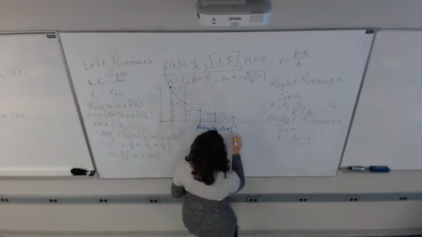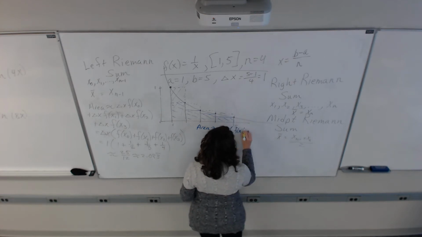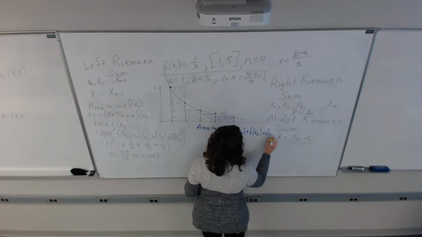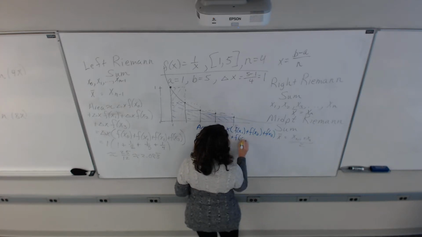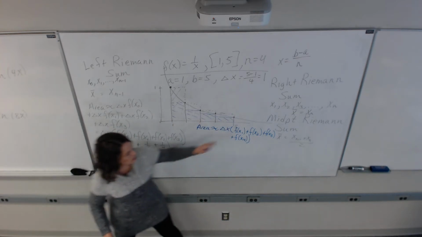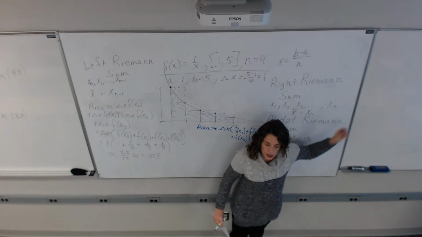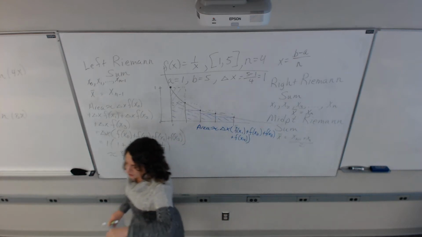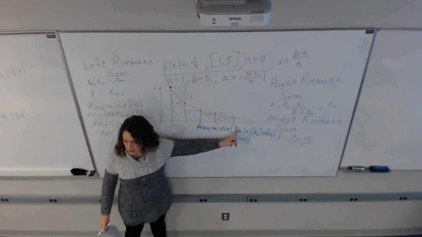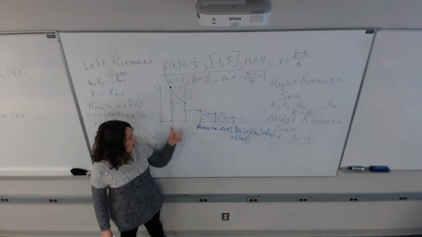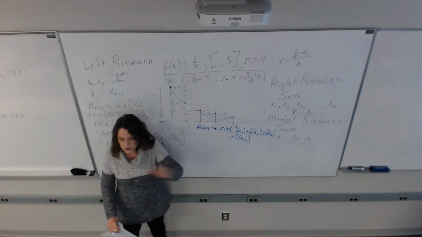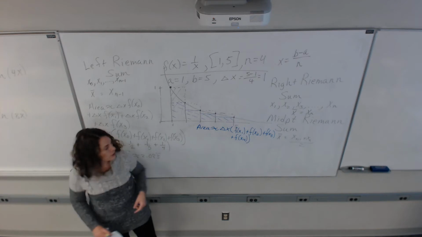So I need now f of x1, f of x2, f of x3, and f of x4, because the right Riemann sum uses those subscripts. It does use b. The left Riemann sum uses x equal a, but doesn't use x equal b. The right Riemann sum does not use x equal a, but it does use x equal b. Midpoint doesn't use either one, right? It takes the middle of every box.